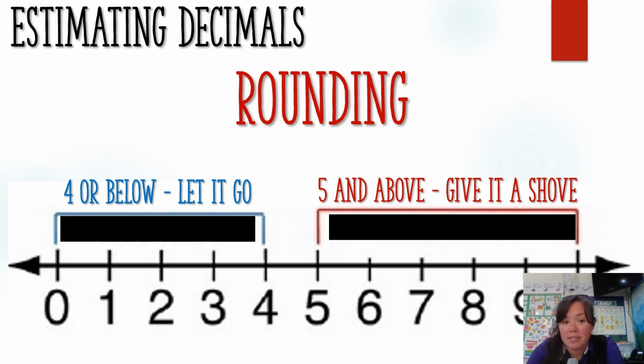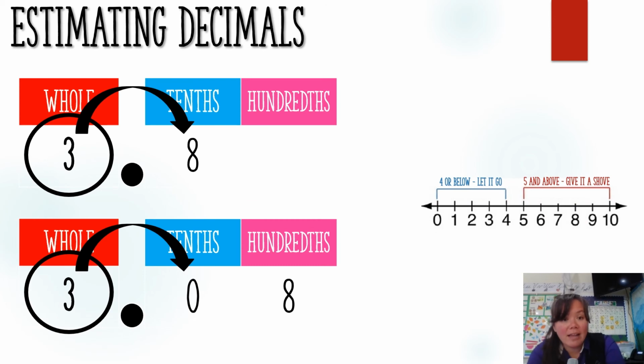Remember, in rounding, we have 4 or below, let it go. 5 and above, give it a shove. So let's take a look at some examples of this. If we had 3.8, 3 is our whole number. We look at its neighbor, 8. That's definitely 5 and above. So we give that number a shove, and it's going to be rounded to 4. But if I have 3.08, like at the bottom, 0 is not enough to give it a shove, and it stays the same. We let it go, and it stays a 3. So hopefully that can remind you about estimating.